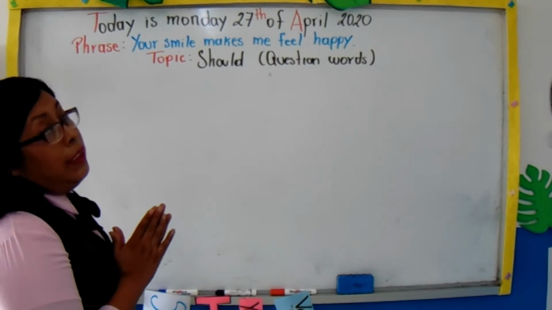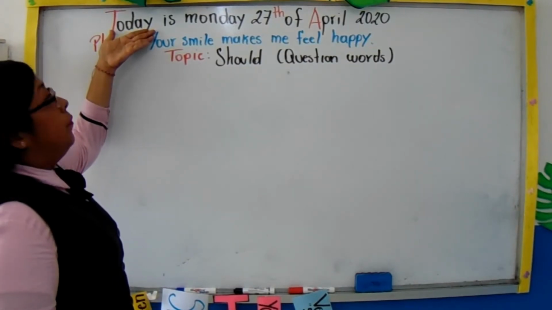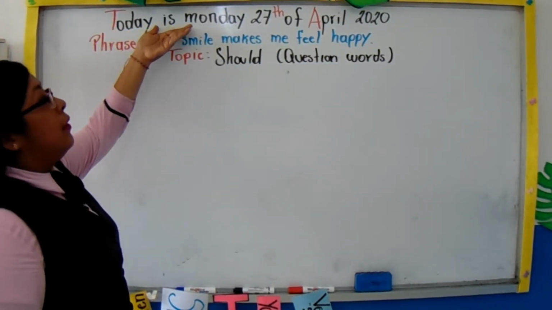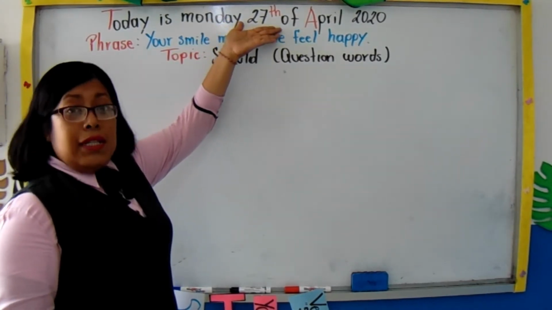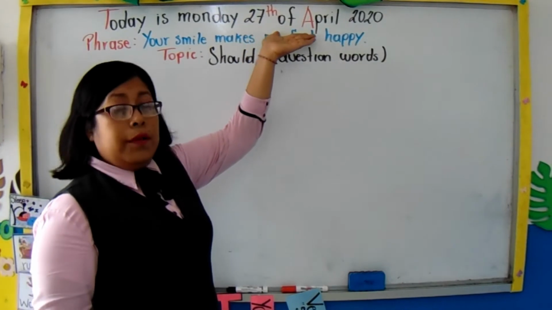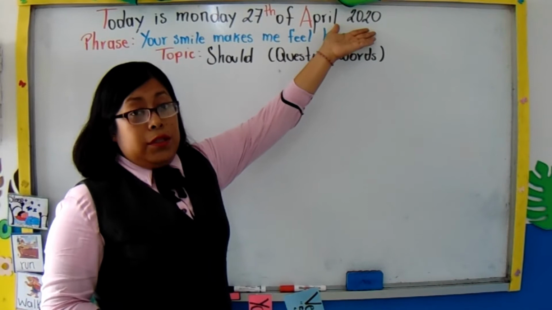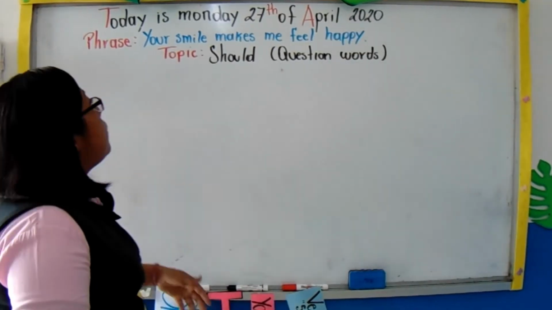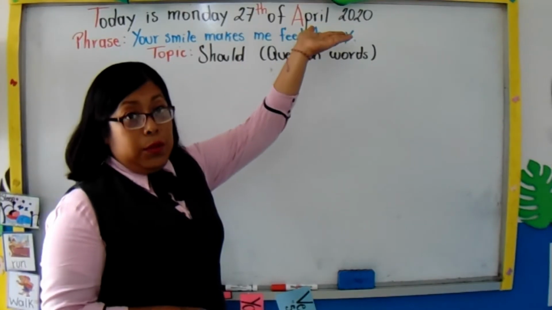So, the activity is gonna be like this. When the teacher says, repeat after me, you have to repeat after me. Yes? And we are gonna start with the date. So, let's do it. Repeat. It is today is Monday, 27th of April 2020. Complete it. We have to say, today is Monday, 27th of April 2020.